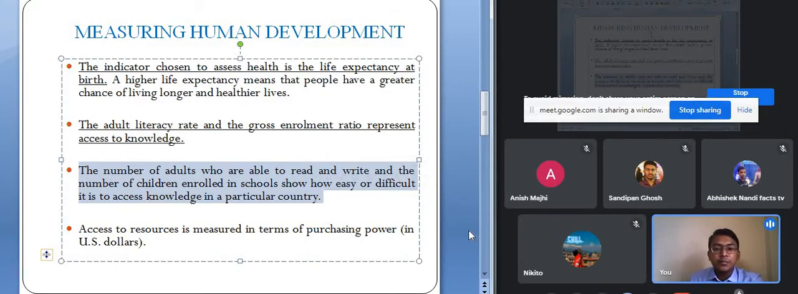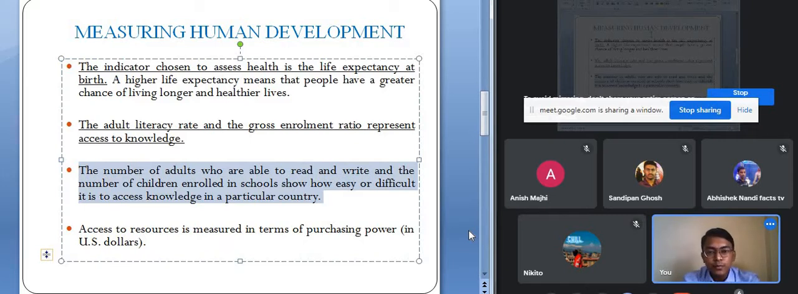So the number of children who are able to read and write, and the number of children who are enrolled in schools, show whether it is very easy or very difficult to access education. If more adults and children are enrolled in schools, it means that education facilities are available for all people. But if fewer adults and children are enrolled in schools, it means that getting education is quite difficult. That is why the literacy rate and the gross enrollment ratio are less.